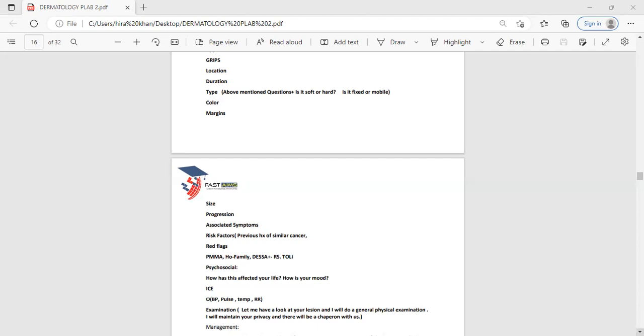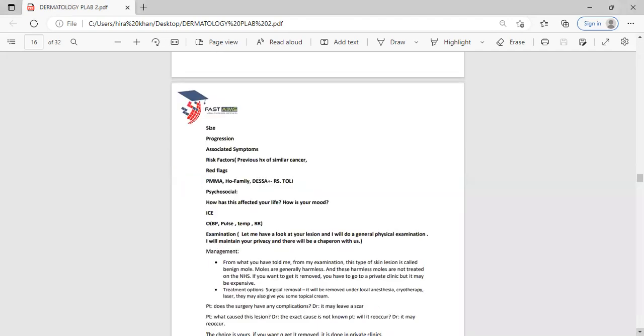So the picture is not there, but it's a simple mole. After taking history, asking questions, and after the examination, I suggest these lesions on your skin are simple moles which are harmless. Okay. So Mary, I want to get it removed, doctor. So how are you going to do it?